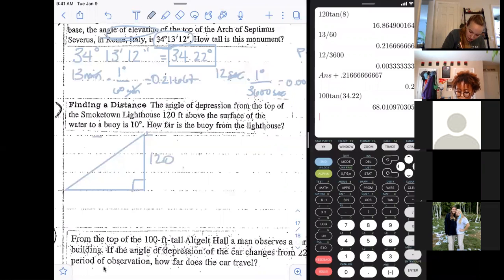The angle of depression is coming from the top, which is 10, which we know can also be written down here as 10. And it says, how far is the buoy from the lighthouse? We're just going to use X. I've got my theta of my angle. I've got my opposite of 120. I don't have hypotenuse, but I do want adjacent. So I need to do opposite and adjacent, which means I'm doing tangent.